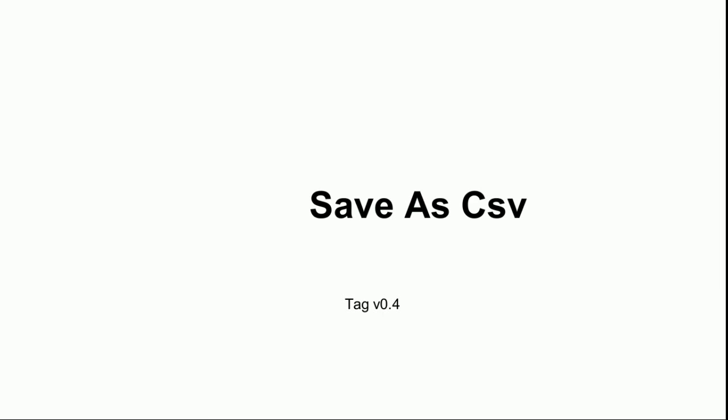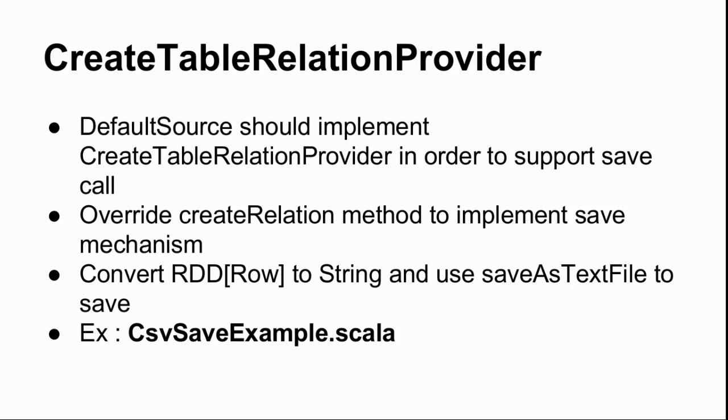Let us continue. What we are trying to do here is, as we have SQL context load, we have something called SQL context save. When we try to save, as we had default source as the entry point for load, the entry point to the save also is default source. So the default source should implement something called create table relation provider. We have seen the relation provider and schema relation provider. Here we are seeing another trait called create table relation provider. The name create table signifies that we are trying to save some data. Again, because of SQL, the naming conventions use table.